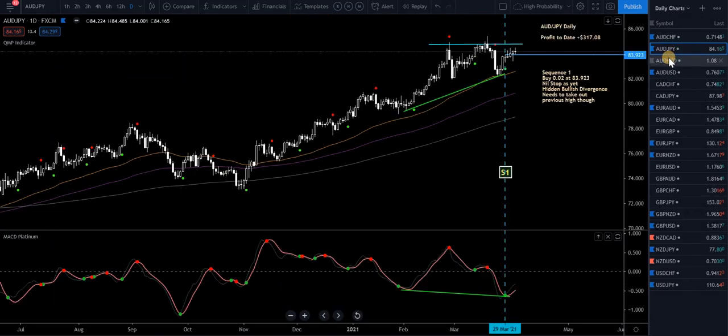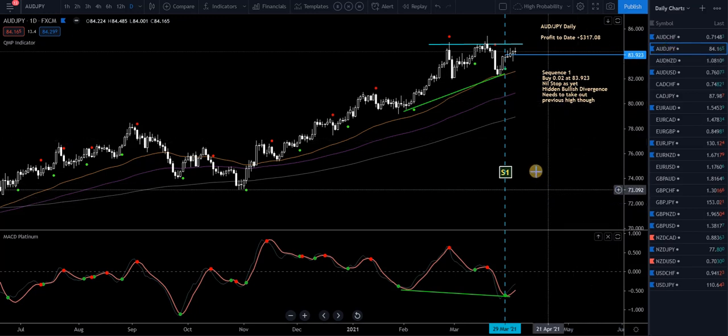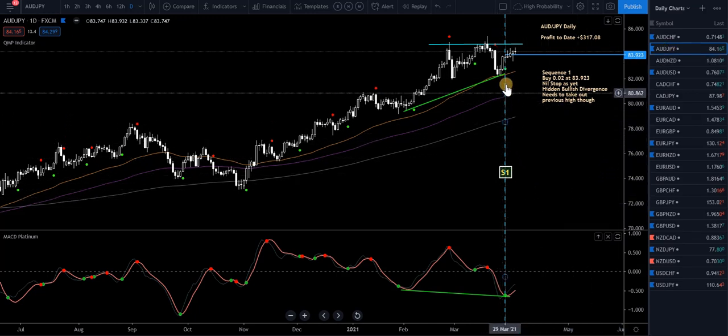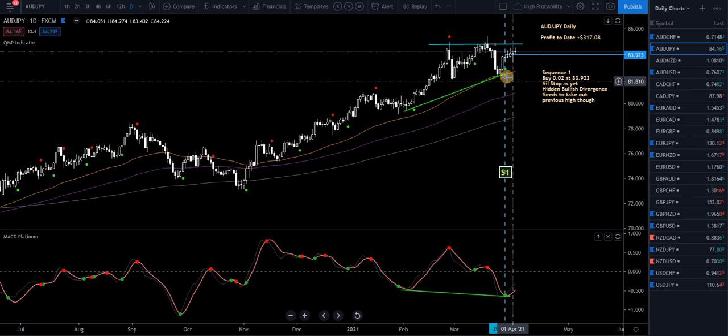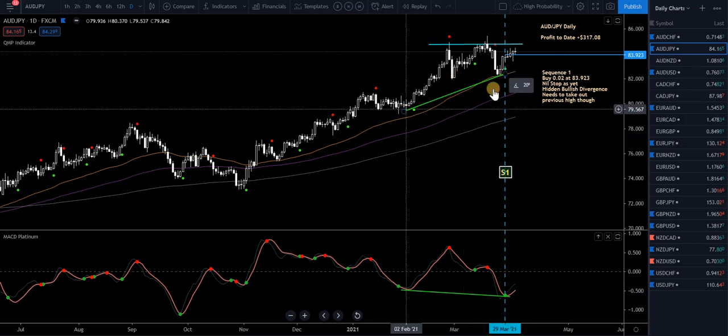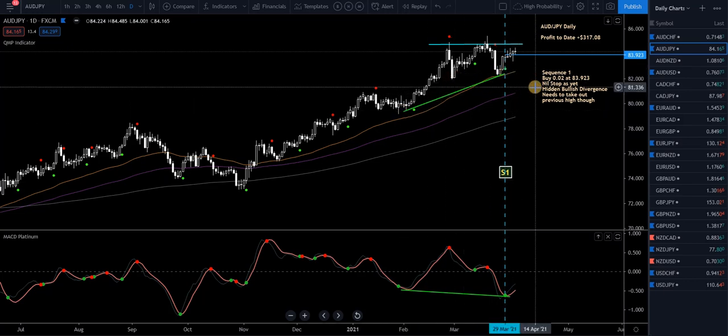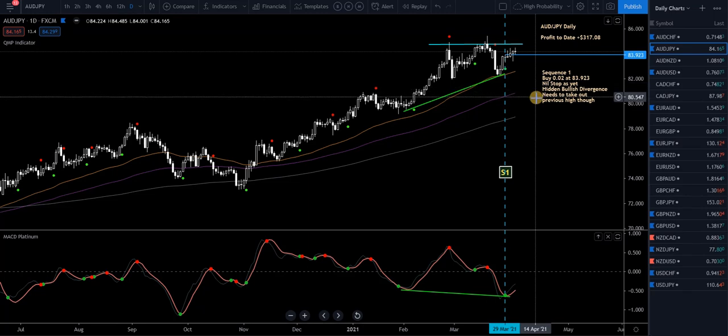Now, this is the Aussie Yen. TradingView is a bit slow on updating the indicators and the objects. But the last trade was this buy in here. You can see there's a buy signal. MACD Platinum's below the 0 level, green dot on the QMP filter, hidden bullish divergence, hence no stop in place as yet.